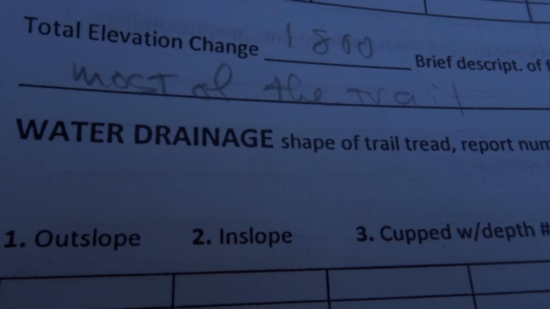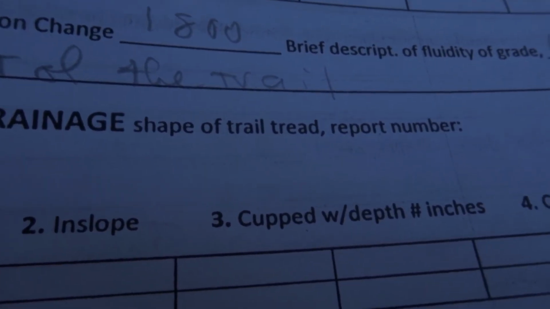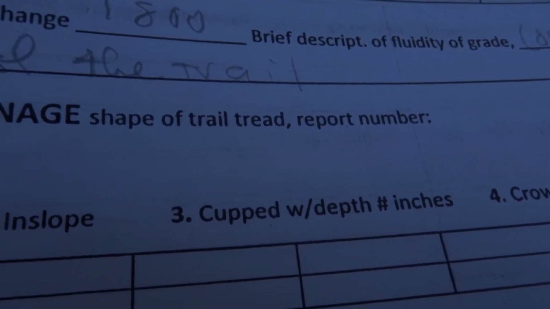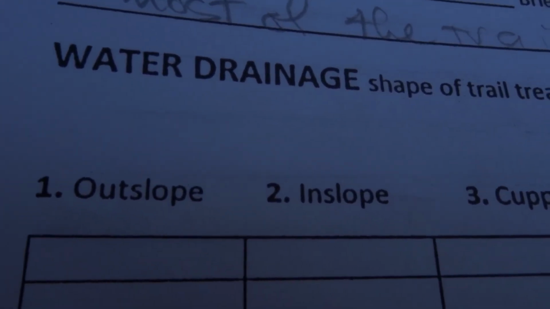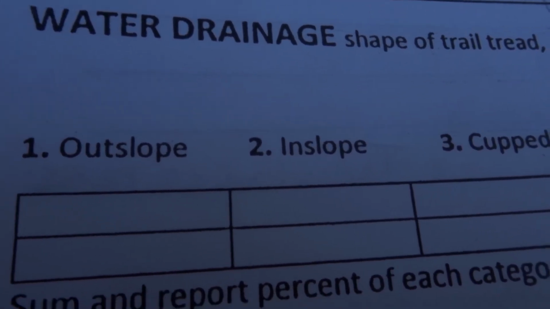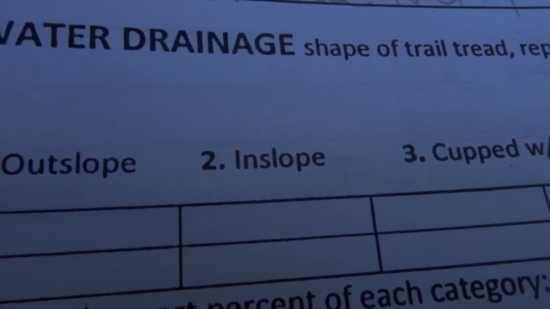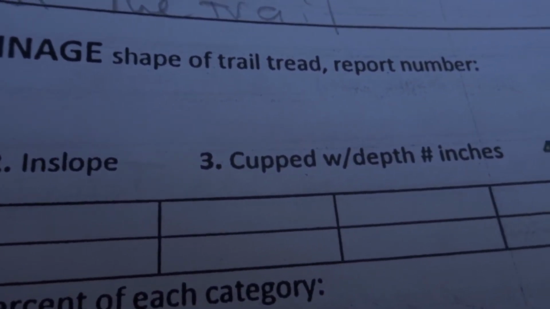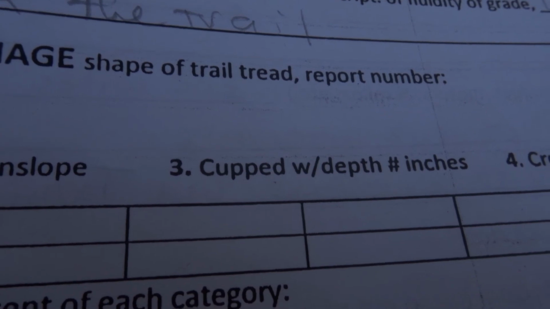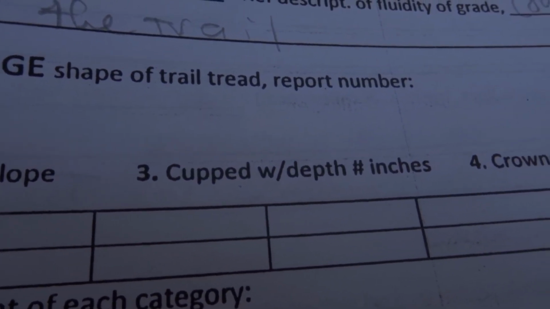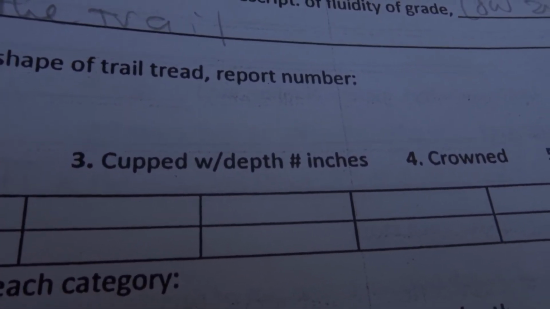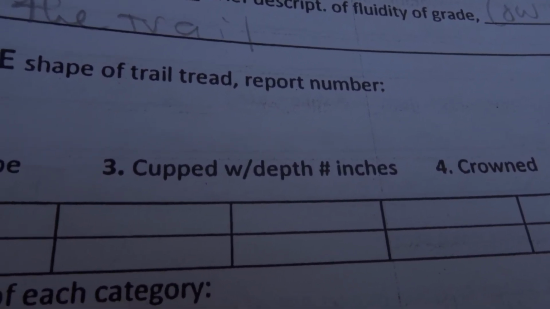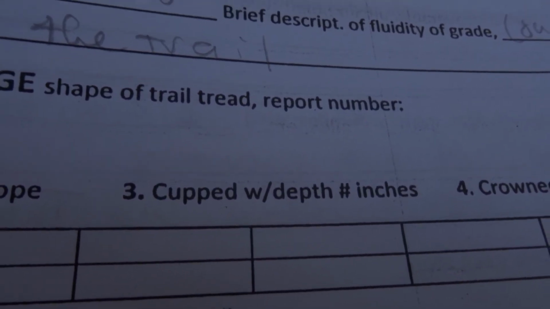Next category, water drainage, which is often identifiable by the shape of the trail tread, and we have a number to choose from here. Outslope means that the slope is tipping outward. We saw some of that in the video. Inslope is pretty hard to tell from cupped, but you might be able to. Cupped, we did do a measure of cupped. We saw a picture where it was cupped by 5 feet. Some of that helped by a bulldozer when they built the mining road.